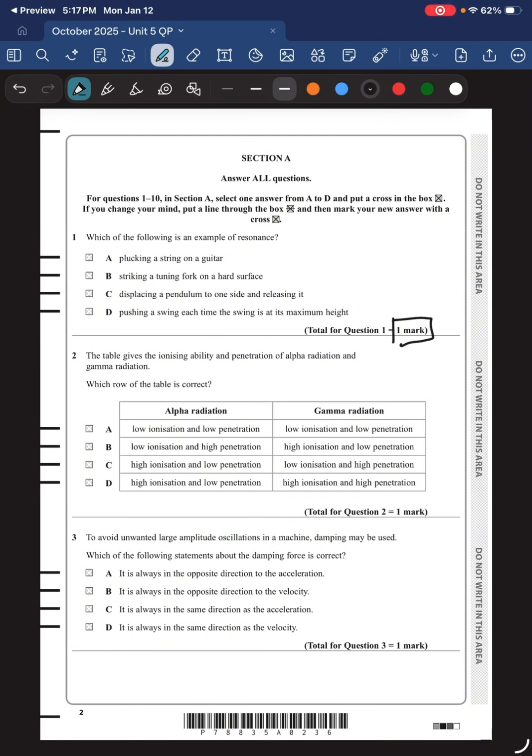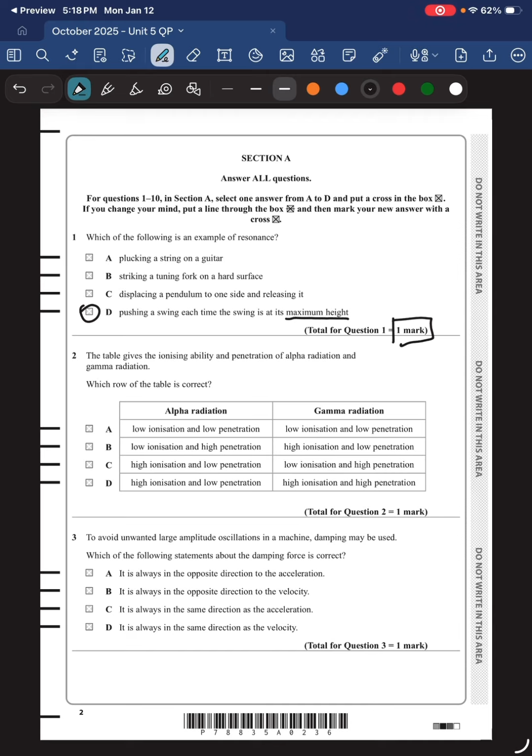Question 1, which of the following is an example of a resonance? So, plucking a string on a guitar sounds promising, but no. Striking a tuning fork on a hard surface, I don't see why. Displacing a pendulum to one side and releasing it, that's actually just an oscillation. And D, pushing a swing each time the swing is at its maximum height. Okay, so this is the key word, maximum height. So that's an example of a resonance actually, okay? So you keep pushing at the maximum height and a resonance occurs.